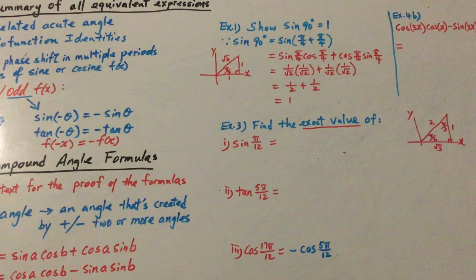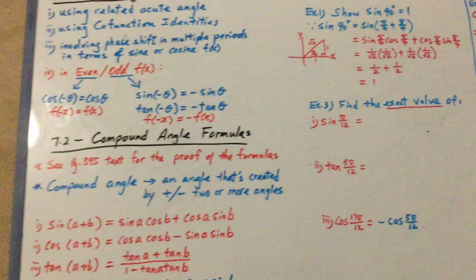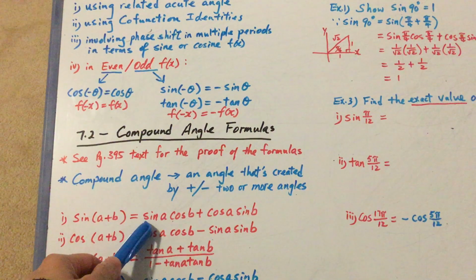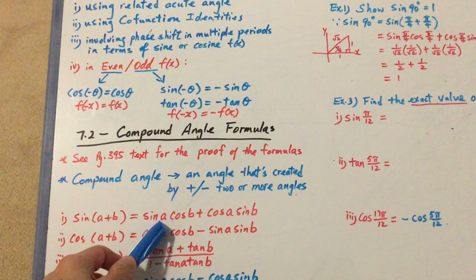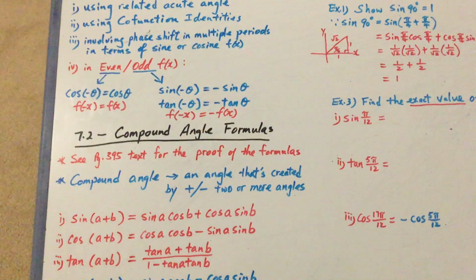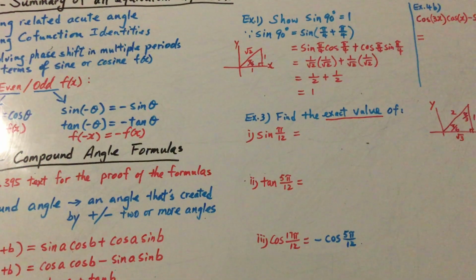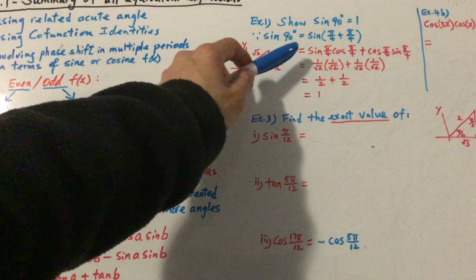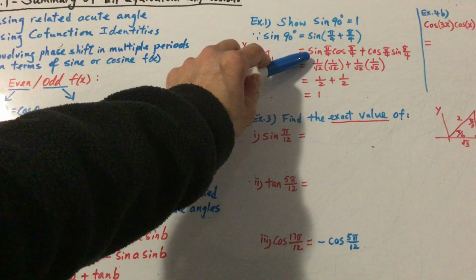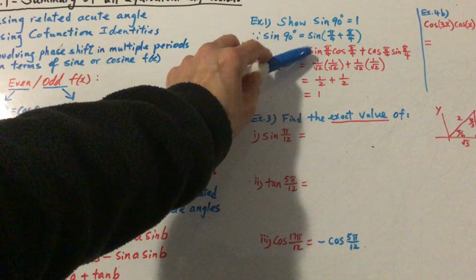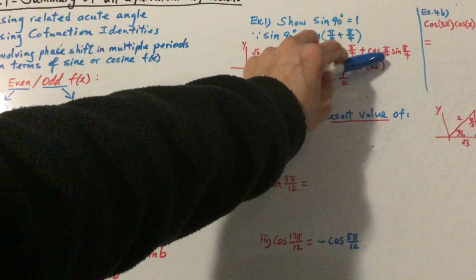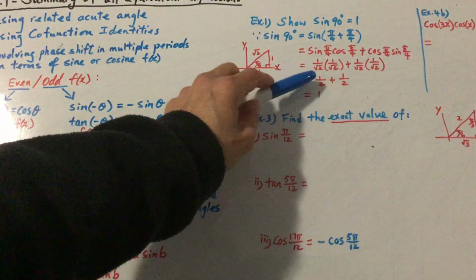Now, according to the formula for the sine of a plus b, all you have to do is take the sine of a times cos of b plus the cos of a times the sine of b. I'm going to do the same thing here. Since a and b are the same, by using that formula all I have to do is take the sine of 45 times the cos of 45 plus the cos of 45 times the sine of 45.